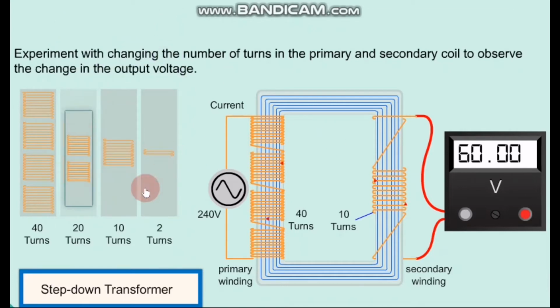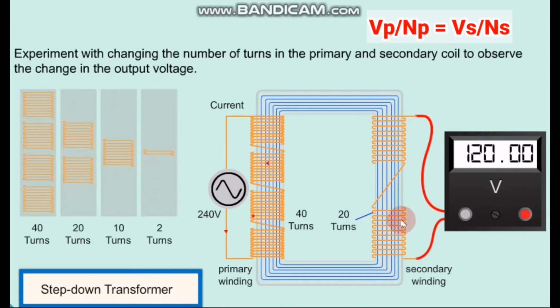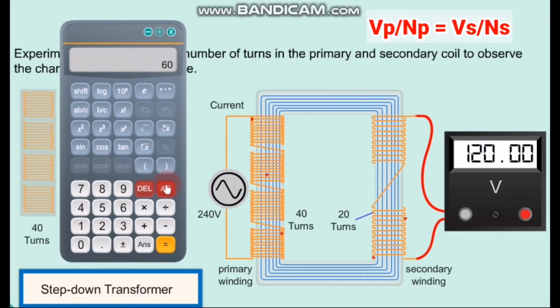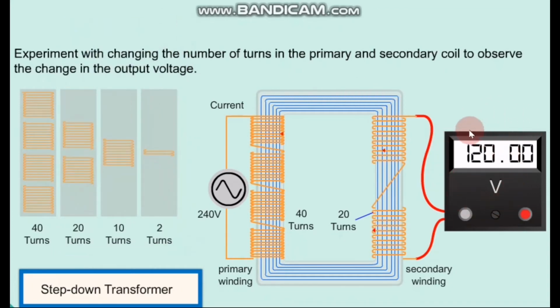Okay, next we change the number of turns into 20 and it shows the output voltage 120 volt. Again, input voltage Vp 240 divide by number of turns in the primary coil, which is 40, multiply by Ns, which is 20. So you will get a Vs of 120 volt. So when the output voltage has lowered down, we say that this is a type of step-down transformer.